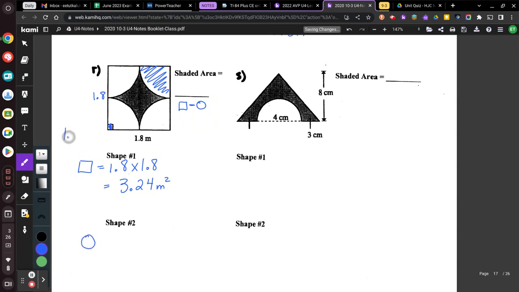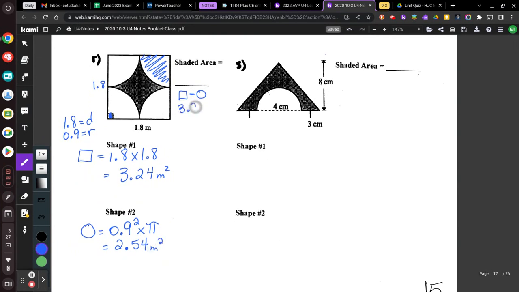Now, if 1.8 is all the way across, that's our diameter. So we're going to cut that in half to have our radius. So 0.9 then will be the radius of the circle. So we're going to have 0.9 squared times pi. And that's going to give me 2.54 meters squared. So now we're going to take the large, 3.24, subtract the small, 2.54, and we're going to get an answer of 0.7. So 0.7 meters squared. That's how much is that shaded area that we see.